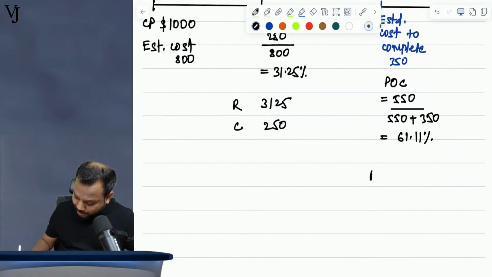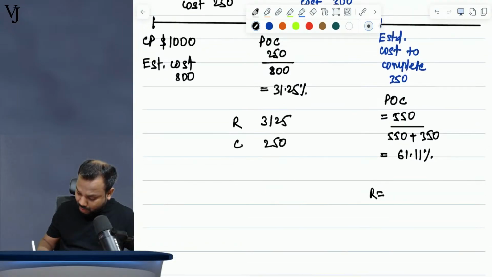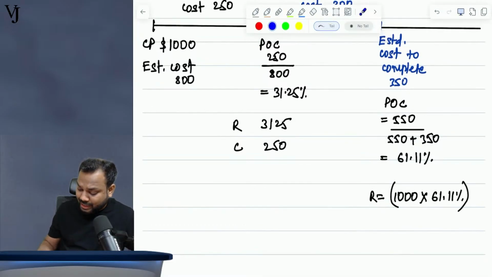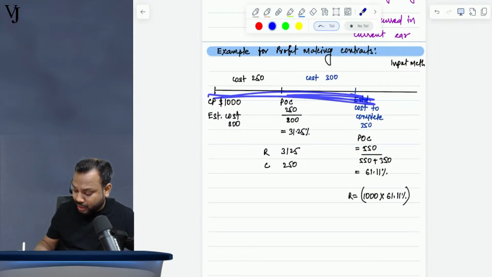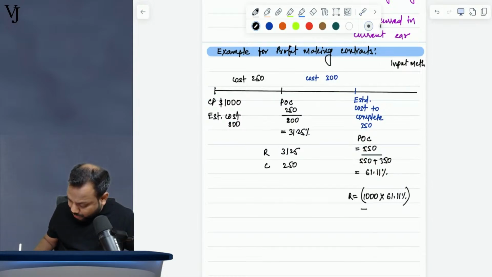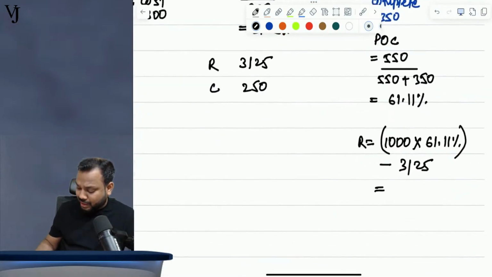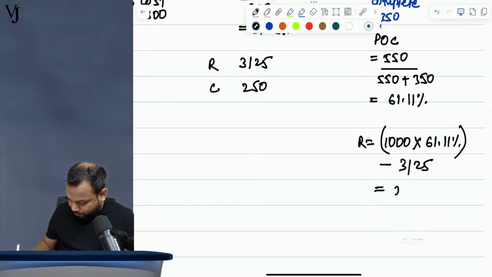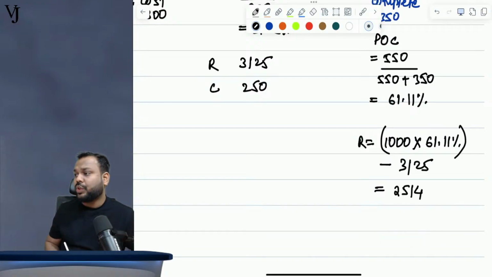So what is the revenue? Revenue will be contract price is 1000 multiplied by 61.11%. This is the total revenue that has to be recognized till here. Okay. Now, but out of which we have already recognized a revenue of 3125. So what is the revenue that we have to recognize? 1000 into 0.6111 minus 3125. That becomes 2514. So this is the revenue which we have to recognize.